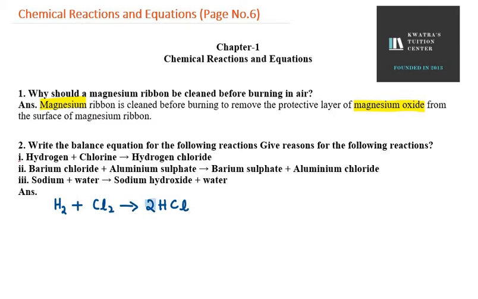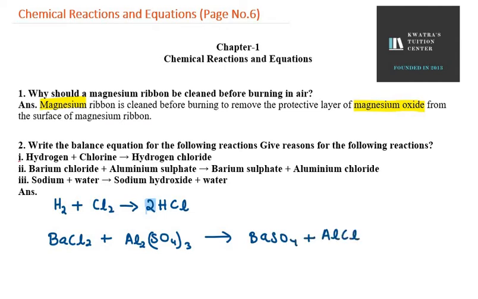balance the equation here. Now the second one is barium chloride plus aluminium sulphate. For barium chloride it is BaCl2 and for aluminium sulphate it is aluminium, that is Al2, sulphate can be written as SO4 whole to the power 3. Then we get barium sulphate. Barium sulphate is BaSO4 plus we get aluminium chloride. It is AlCl3.